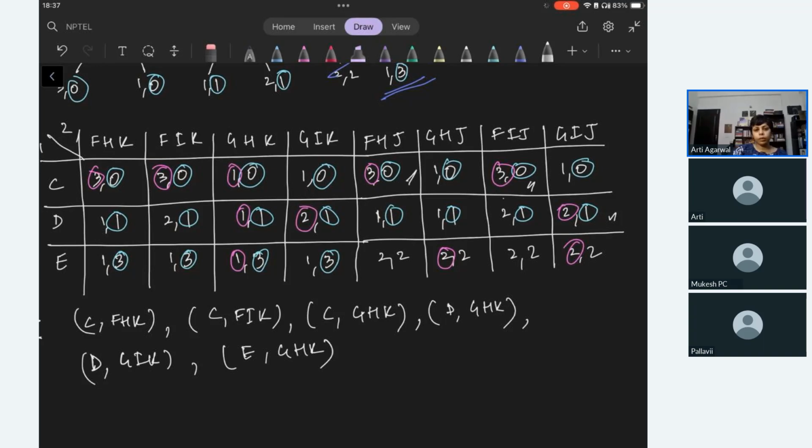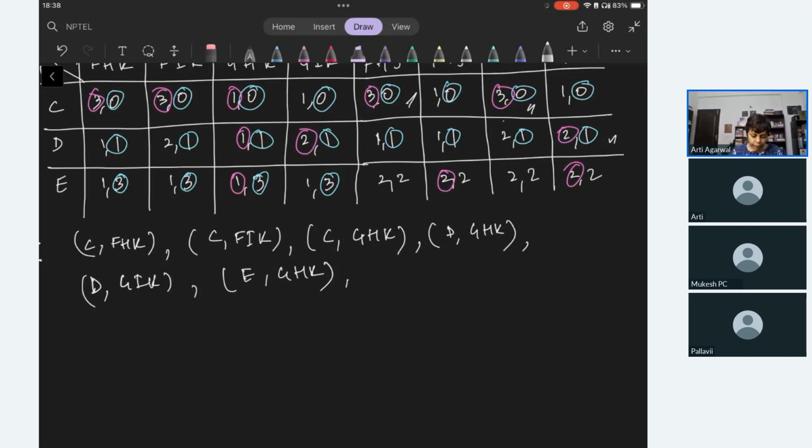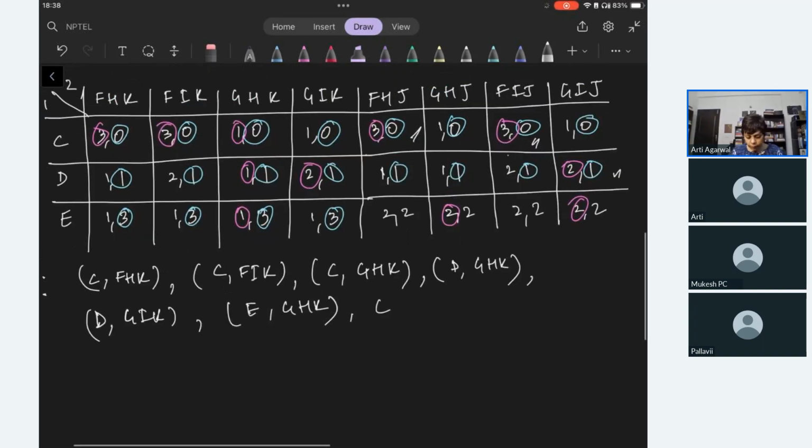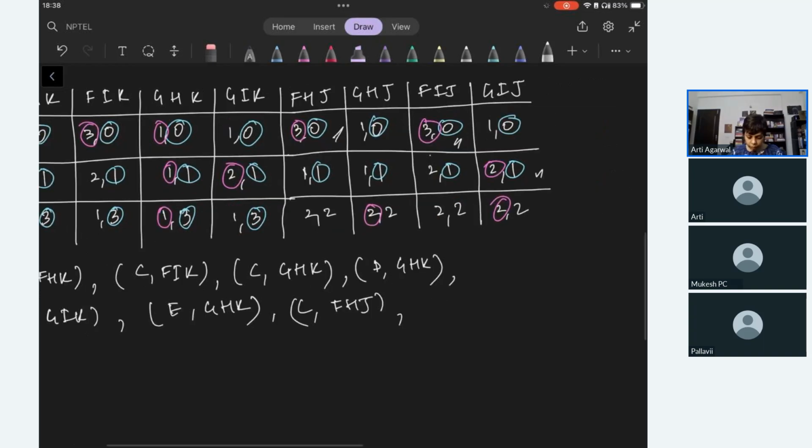So this is what I was checking, whether this is explained in the book. It's not there. That's why I wanted to add it. So this part, I will add here, just because we're writing the Nash equilibria, then we will write this also. C, comma, F, H, J is also a Nash equilibrium. C, comma, oops.